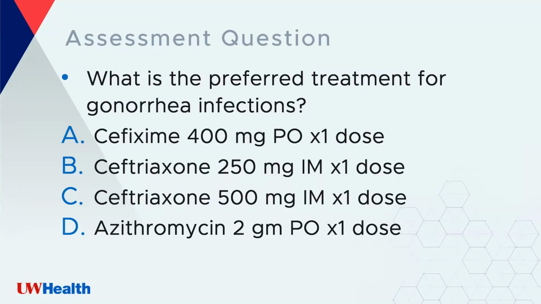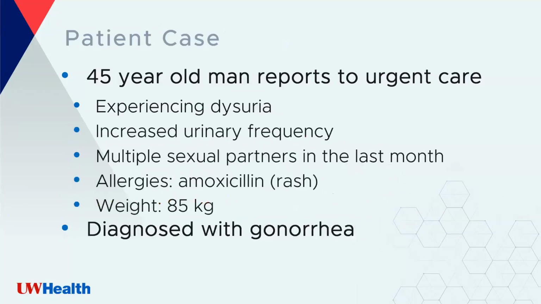Our next assessment question: what is the preferred treatment regimen for a gonorrhea infection for a normal 85 kilogram person? A, cefixime 400 times one dose, B, ceftriaxone 250, C, ceftriaxone 500 milligrams, or D, azithromycin 2 grams. Awesome, I'm seeing lots of C's, so that is correct. This is one of the new changes in the guideline that we will discuss later, but 500 milligrams is pretty much the standard dose for most patients.